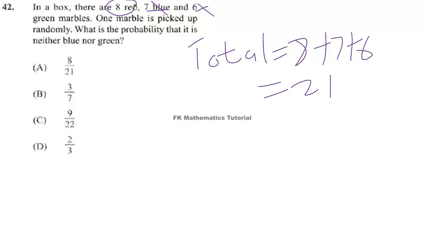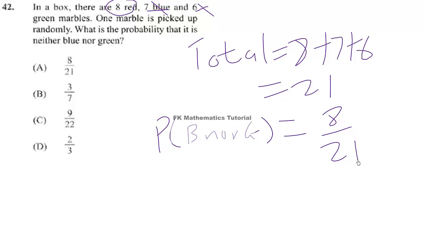So the probability that it is neither blue nor green is the same as the probability that it is red, which is 8 over 21. So the correct answer is A.